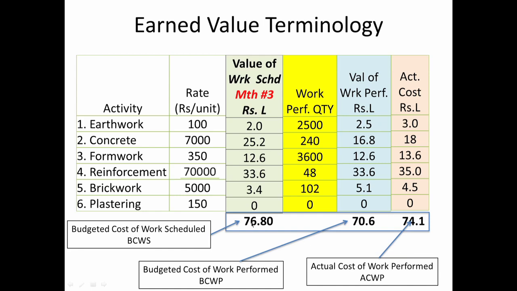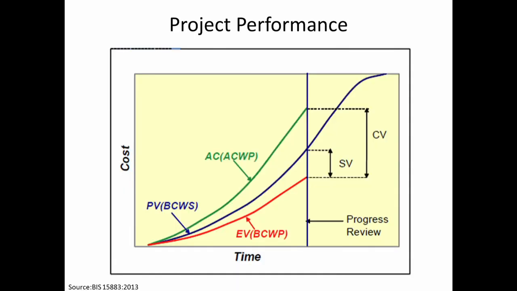So this is our original estimate of what we had planned for month 3. This is what we actually spent, and this is the value earned based on the work actually done. So these 3 form the basis of your earned value terminology and concept, and these values are then used for further calculations. So a typical way of looking at project performance, here is a graph.